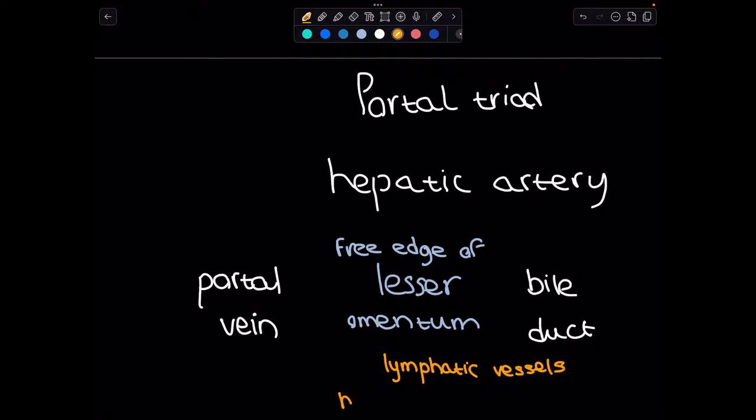What about nerves from the hepatic plexus? Nerves from the hepatic plexus also travel through the lesser omentum. They provide autonomic input to the liver, regulating functions like blood flow and bile production.